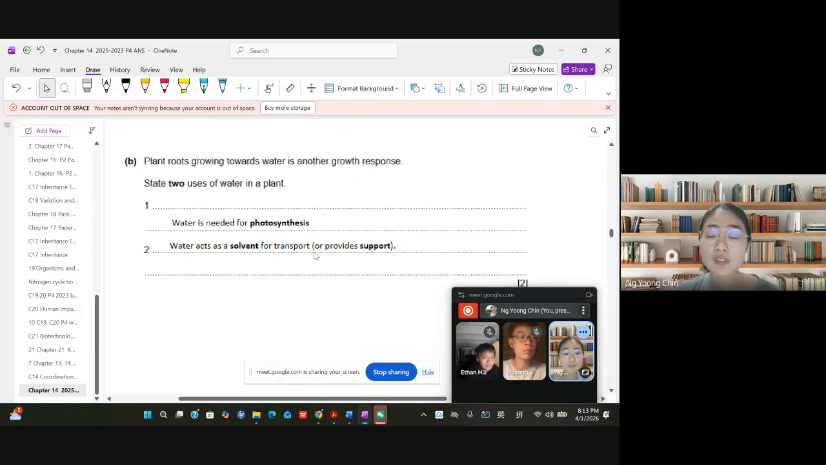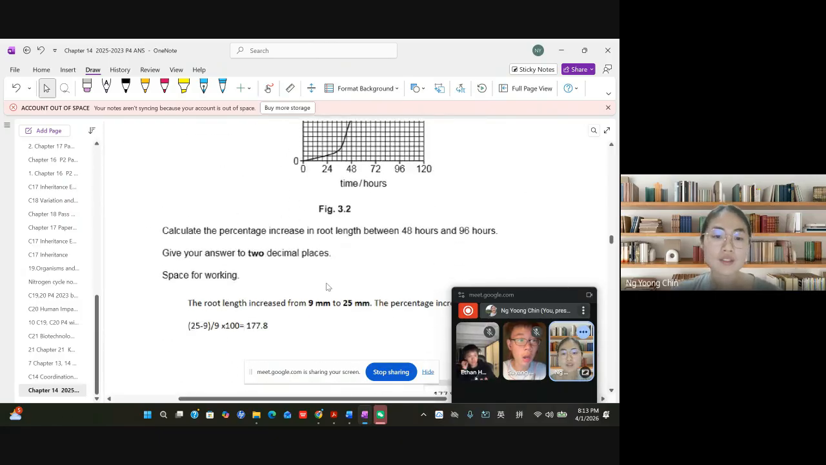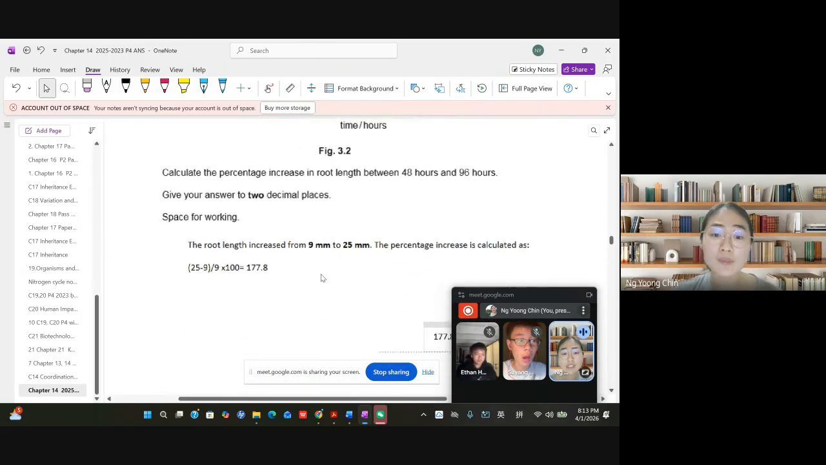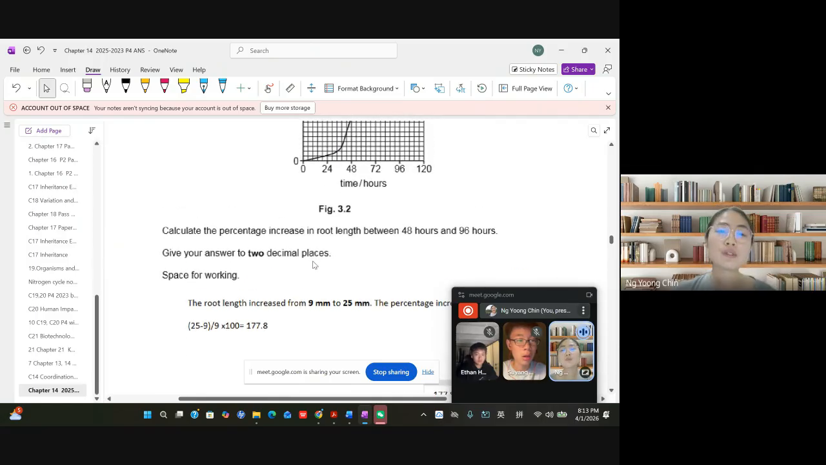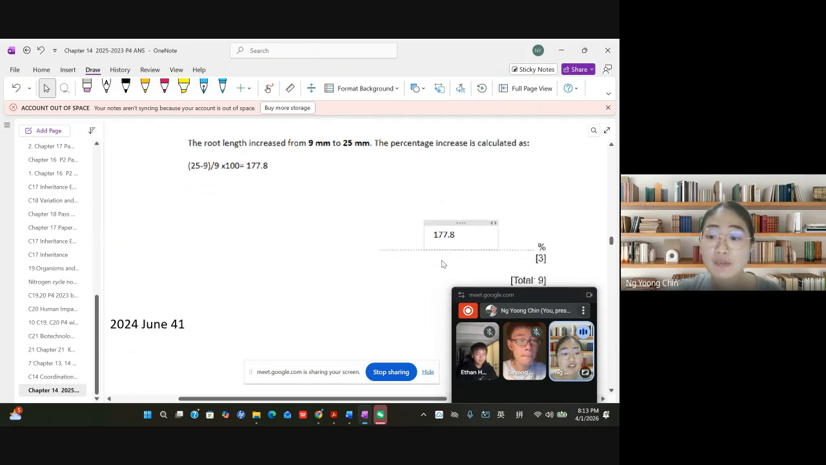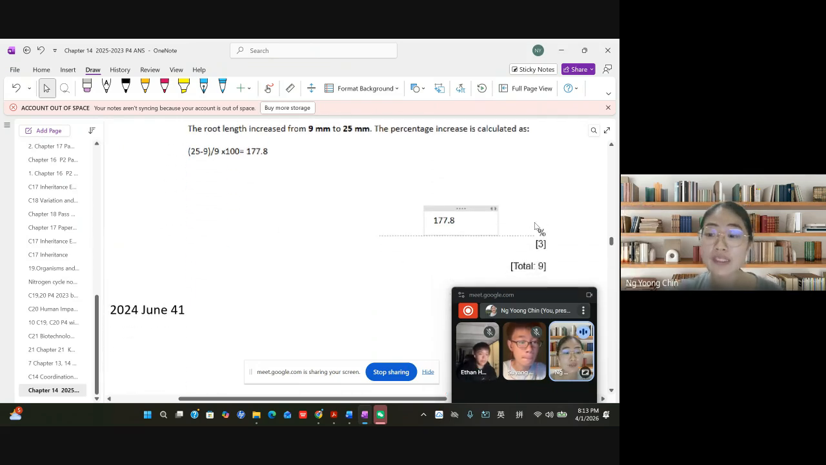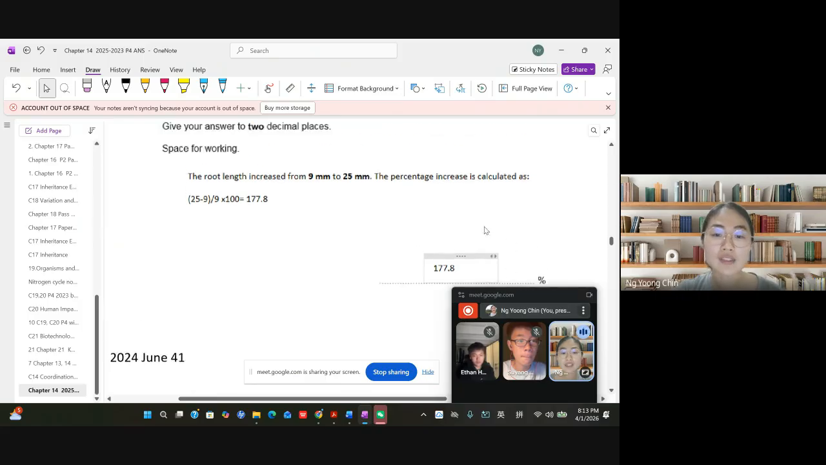So the use of water in plants: water can be used in photosynthesis and becomes the solvent for transport. Water can also provide support to the plant. So just remember the turgor pressure, right? The turgor pressure is created by the water exerting pressure on the cell wall. And for this one, this is just a calculation, so you should know how to calculate. When you calculate this kind of question, remember to put the unit. Though many times they already give you the unit or the percentage, so you don't need to add it.